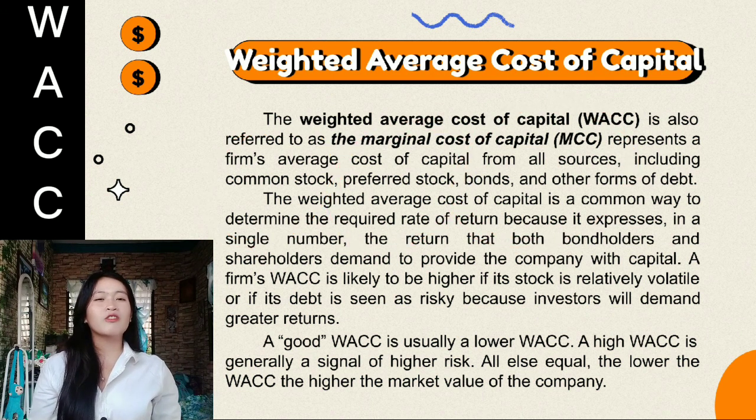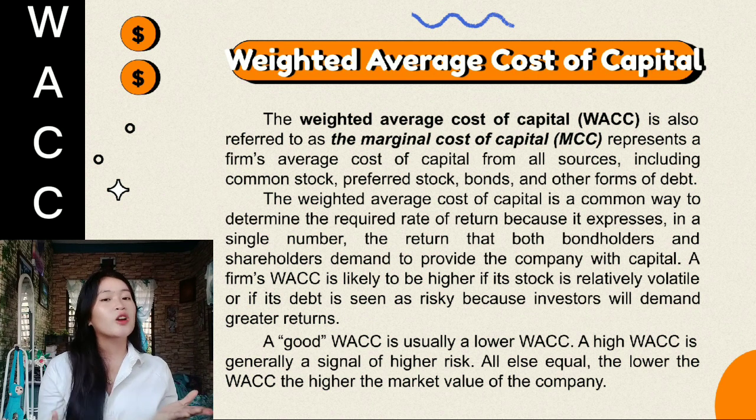The weighted average cost of capital is a common way to determine the required rate of return because it expresses in a single number the return that both bondholders and shareholders demand in order to provide the company with capital. A firm's WACC is likely to be higher if its stock is relatively volatile or if its debt is seen as risky, because investors will of course demand greater returns.